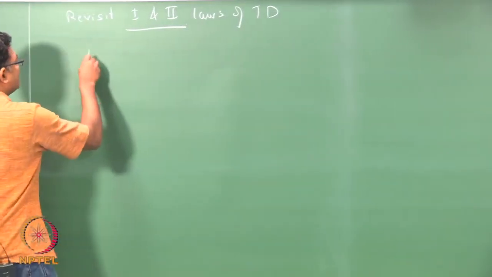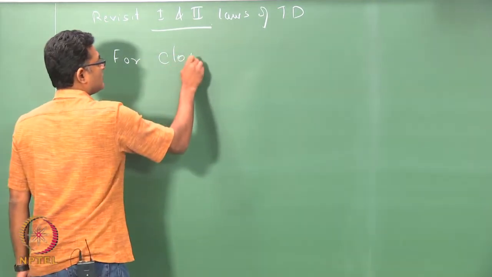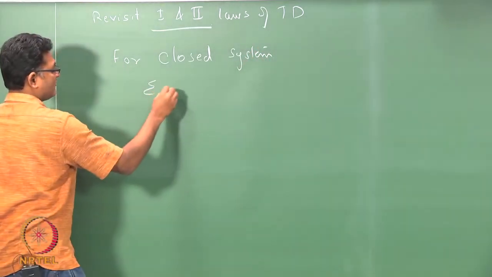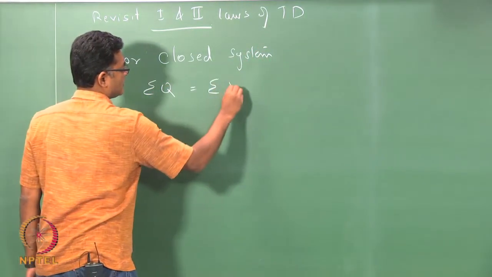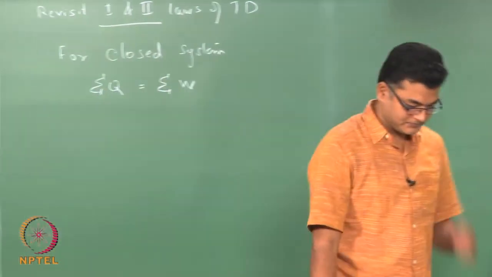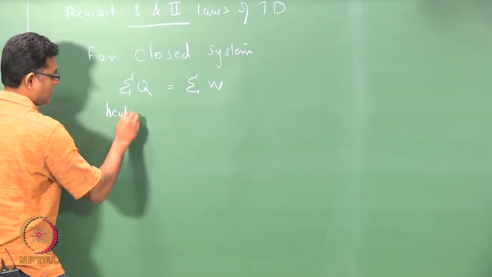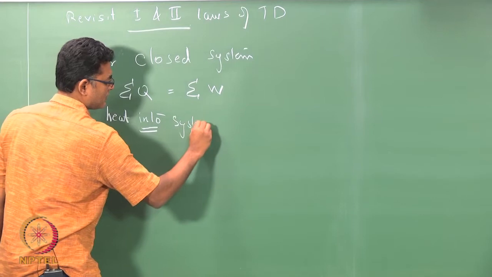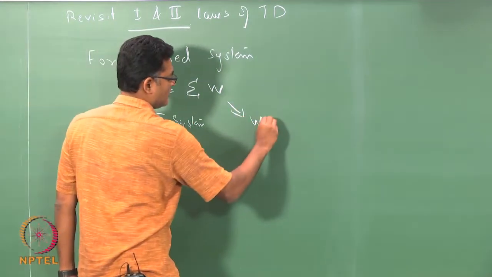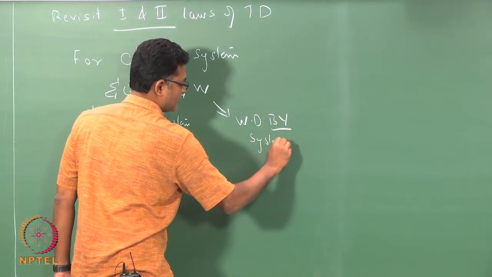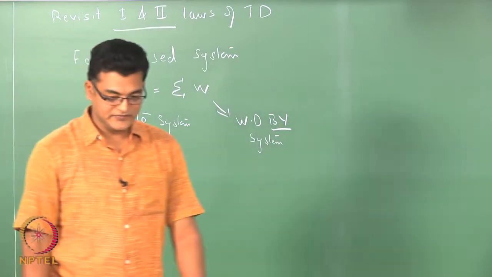So, for a closed system, the first law would tell you the heat input is your work done. This is heat into the system, and this is work done by the system. This is the standard sign convention that we use.